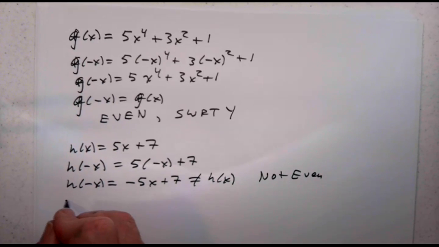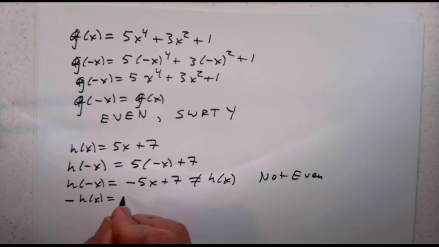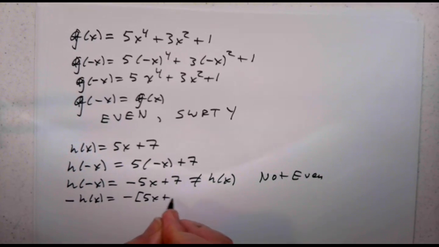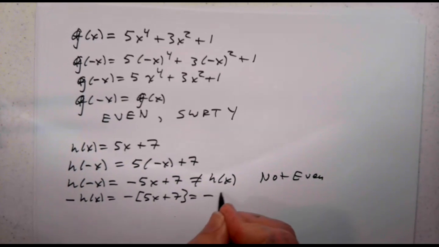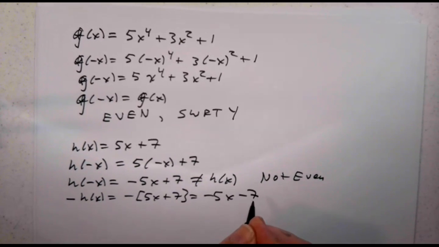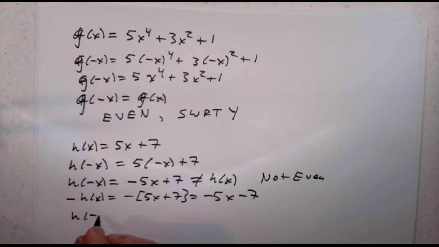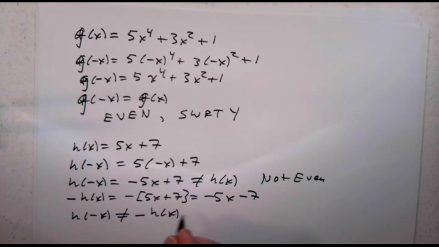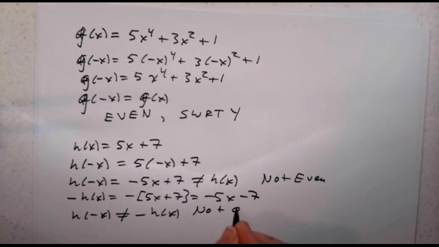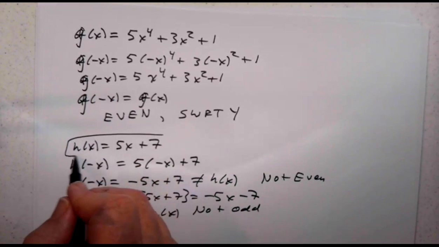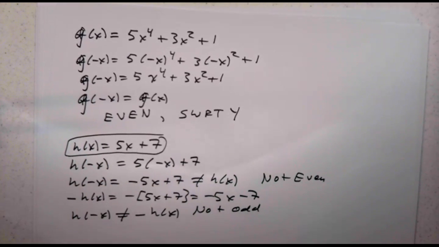What is negative h of x? It is the negative of 5x plus 7, which is negative 5x minus 7. So no, that's not the same either. So h of negative x is not the same thing as negative h of x. That tells me it's not odd. So my graph should not be symmetric with respect to the y-axis since it's not even. It should not be symmetric with respect to the origin because it's not odd. We know that's just a line. We know what that looks like, but we'll take a look on Desmos anyway.